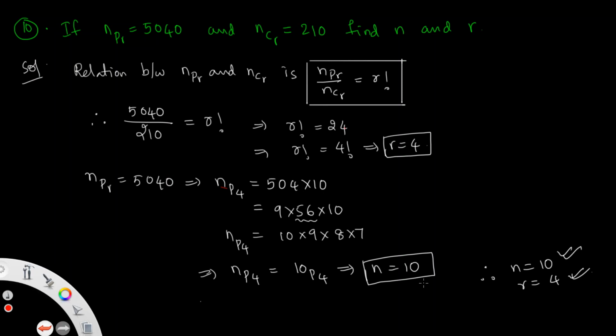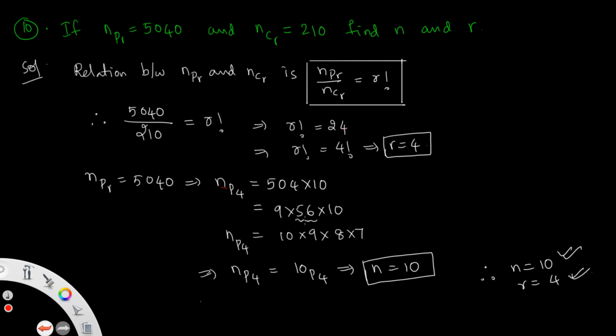Therefore n equals 10 and r equals 4, as asked in the question, that the value for n is 10 and r equals 4. The relation between nPr by nCr is how to write, that is r factorial. So the values are given, then divided by 5040 by 210, then you get 24. 24 nothing but 4 factorial. So r equals 4 and nPr equals 5040.